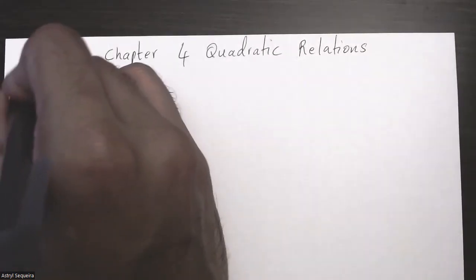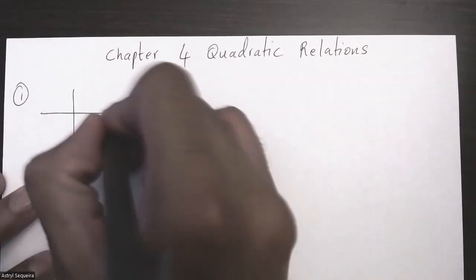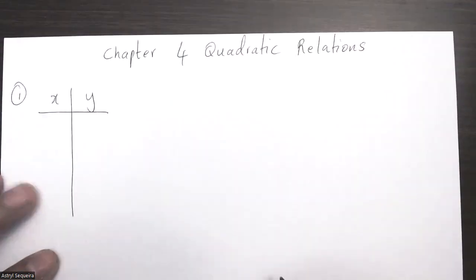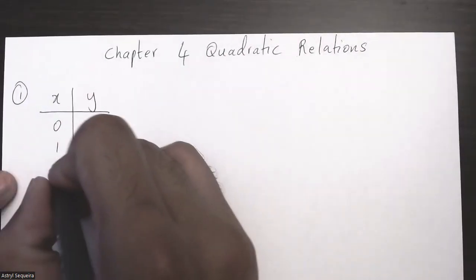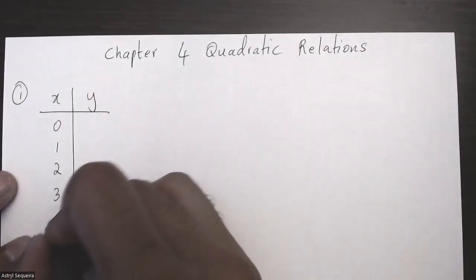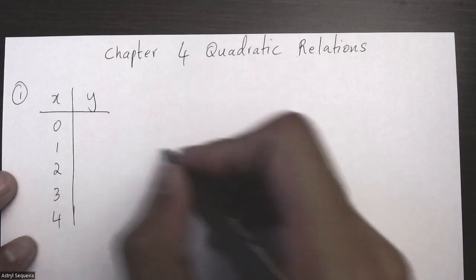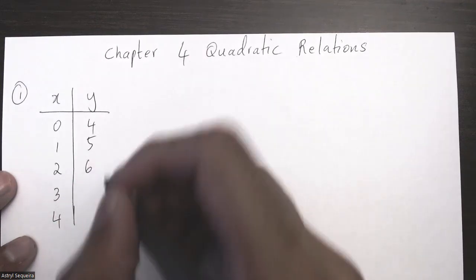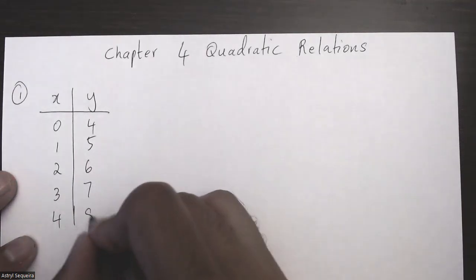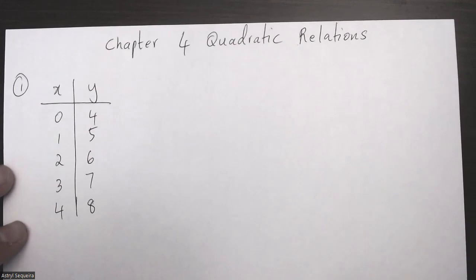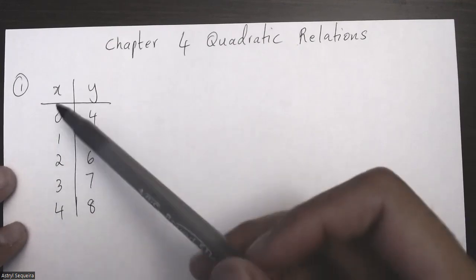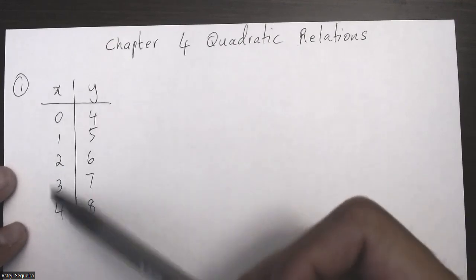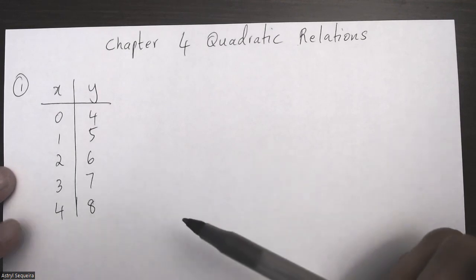So let's start with the first example over here. We have a table of values, and we need to prove whether this equation is linear, quadratic, or neither. So you want to find your first differences. The first thing you want to do is make sure your x values all go up by the same amount, and they all go up by 1 in this case, so that's good.